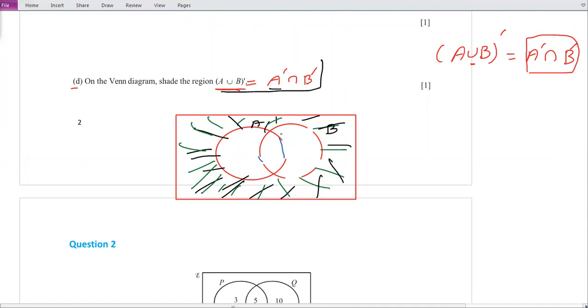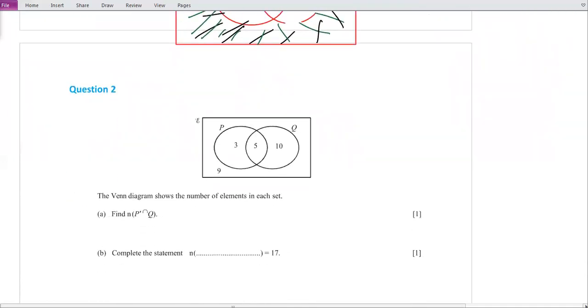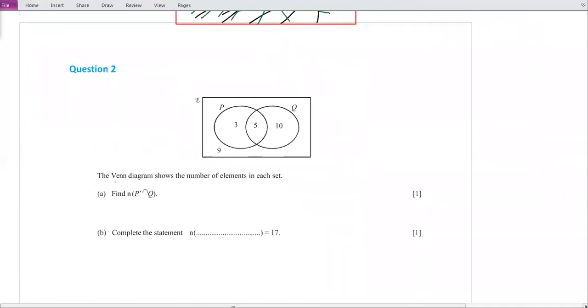I told you, if you know how to shade, then solving the question will be very easy. Now, question number 2: the Venn diagram shows the number of elements in each set: 3, 5, 10, and 9. Find the number of elements in P complement intersection Q. Take 1 minute to solve this one, please. Let me know when you complete.